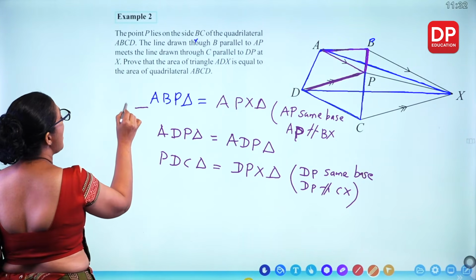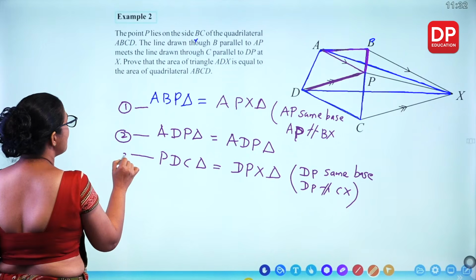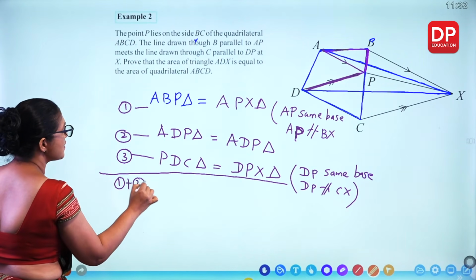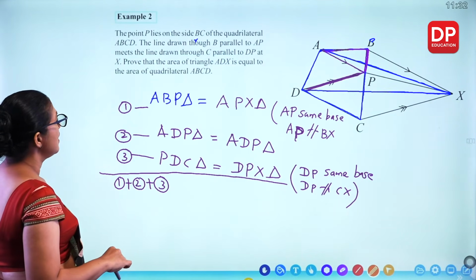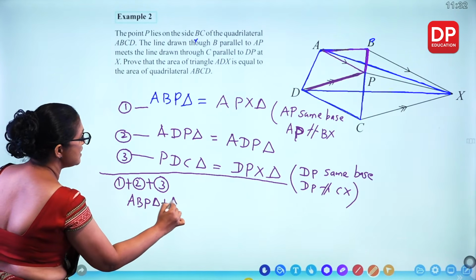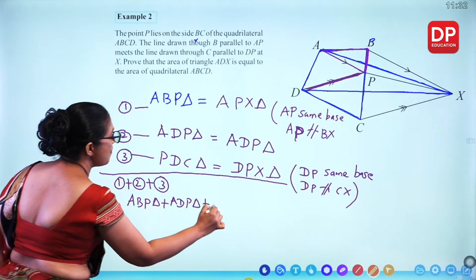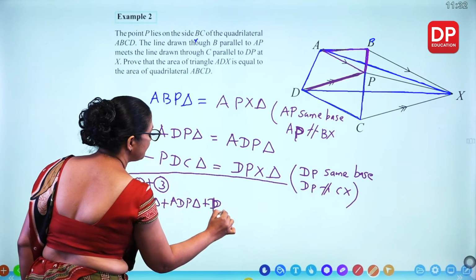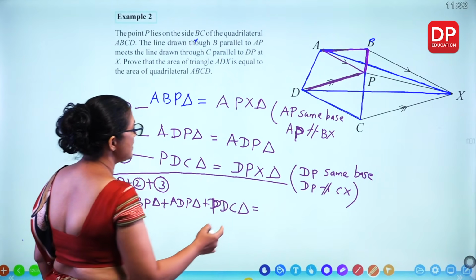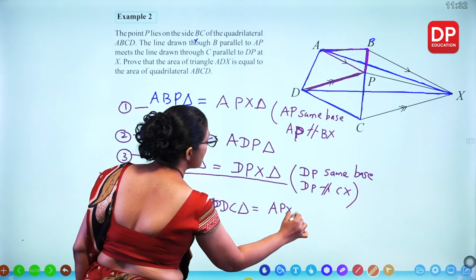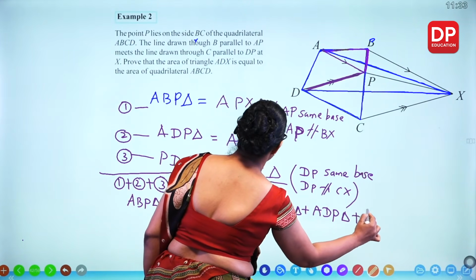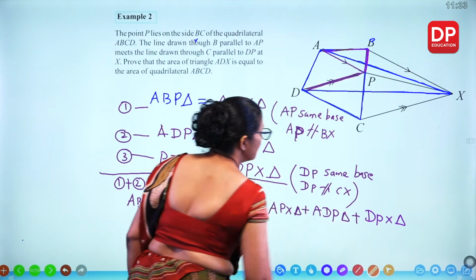I want to add all these three equations. 1 plus 2 plus 3. ABP triangle plus ADP triangle plus PDC is equal to, other side is APX plus ADP plus DPX.